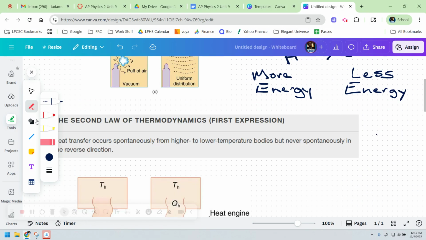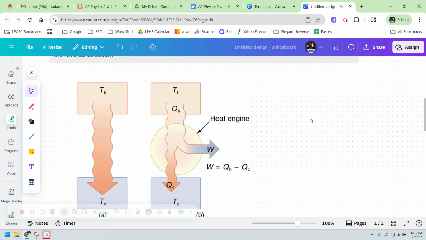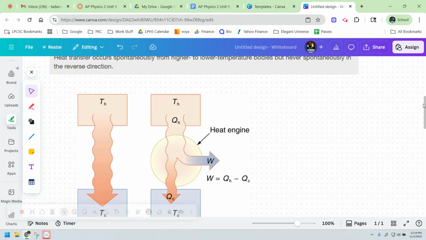So simply put, the second law of thermodynamics: heat transfers spontaneously from higher to lower temperature bodies, but never spontaneously in the reverse direction. You don't have to do anything for the heat to transfer from a warmer object to a cooler object. It just does it naturally, spontaneously, all by itself. But to get heat energy from a colder object to go to a hotter object, it doesn't do that by itself. Okay? And so here's another image for us to consider.